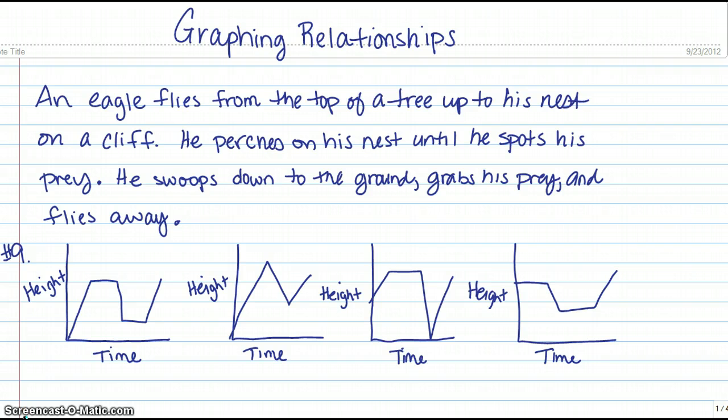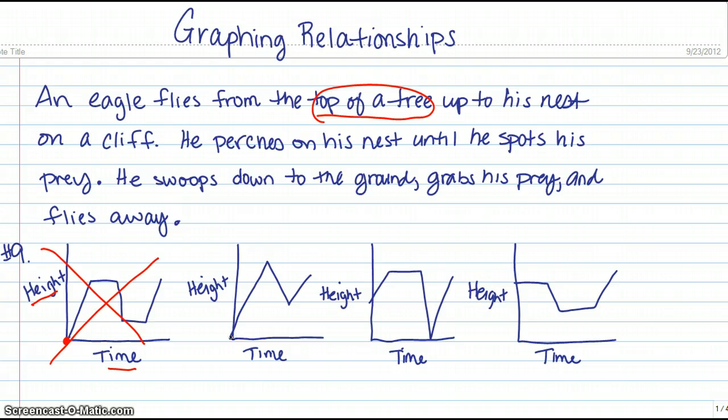Alright, let's take a look at the graphs down below. So each graph has height versus time. At the beginning of this situation, the eagle is at the top of the tree, so that would indicate that he's not on the ground. Well, here on the first graph, see how the height starts at this point? That point indicates that he's on the ground because the height would be 0. So we can't choose that graph, so we're going to cross it out.